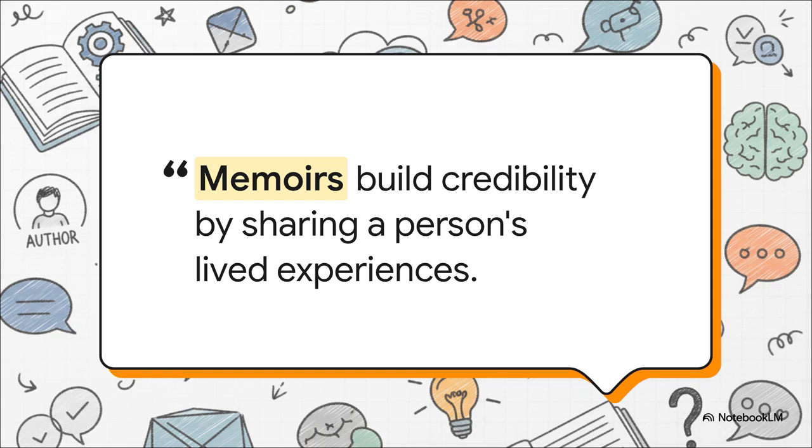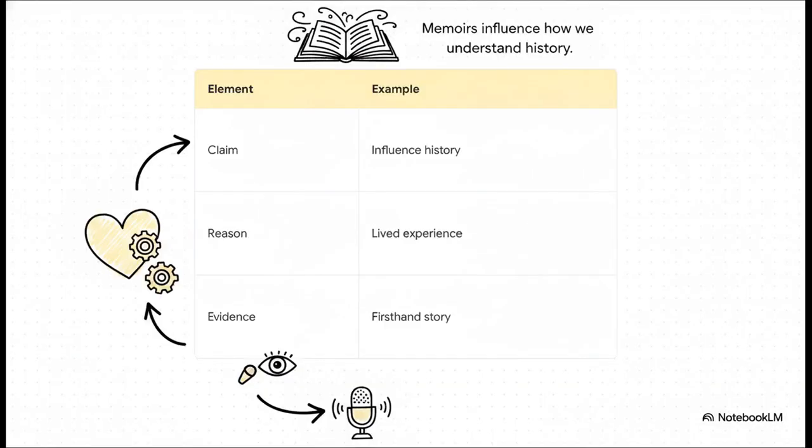Now, what's really interesting here is this short text acting as our active crime scene. Listen to this. Memoirs build credibility by sharing a person's lived experiences. Because these stories are firsthand, they heavily influence how readers understand historical events. Okay, so what is the author actually doing here? They're making a point about how memoirs work to influence us. Let's break this right down into our claim, reason, and evidence. Here's the exact blueprint to see how they built it.